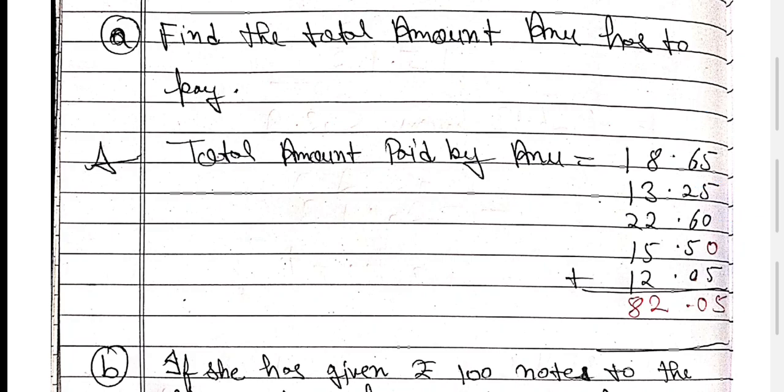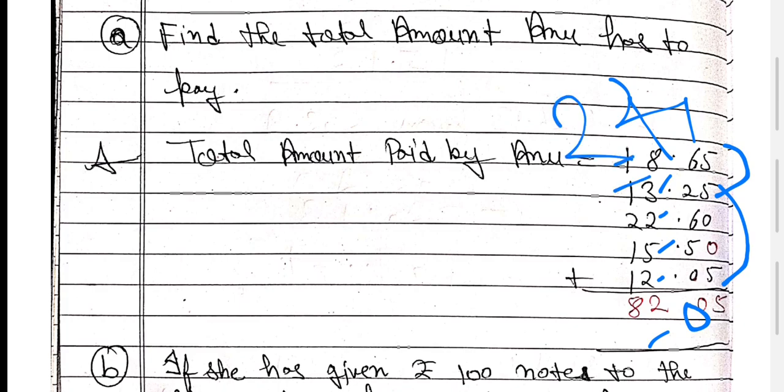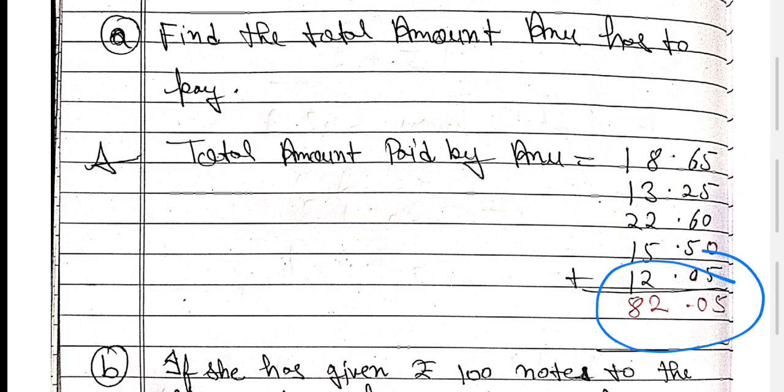What will you get? Just see here: 5 and 5 is 10, and 5 is 15, 5 carry 1. Now 6 and 1 carry is 7, and 2 is 9, 6 is 15, and 5 is 20, 0 carry 2. Now 8 to 10, 3 is 13 and 2 is 15, 5 is 20 and 2 is 22, 2 carry 2. Now just add 2, 1, 3, 1, 4, 5, 6, 7, 8. So your answer becomes 82.05. The total amount paid by Anu is rupees 82.05.